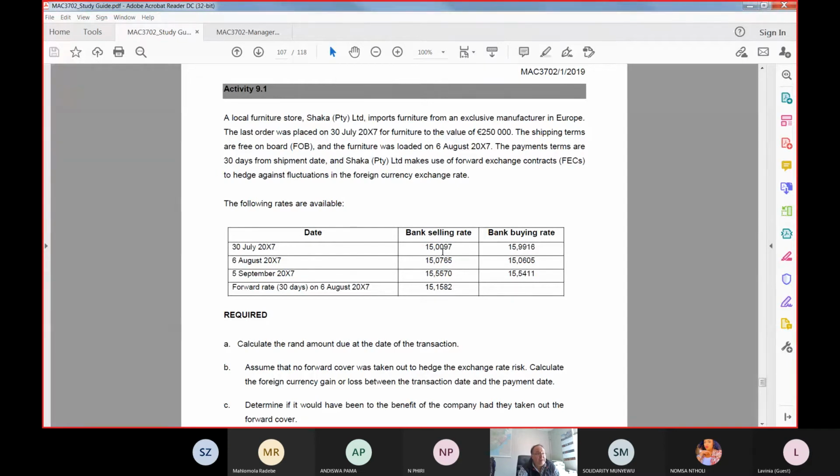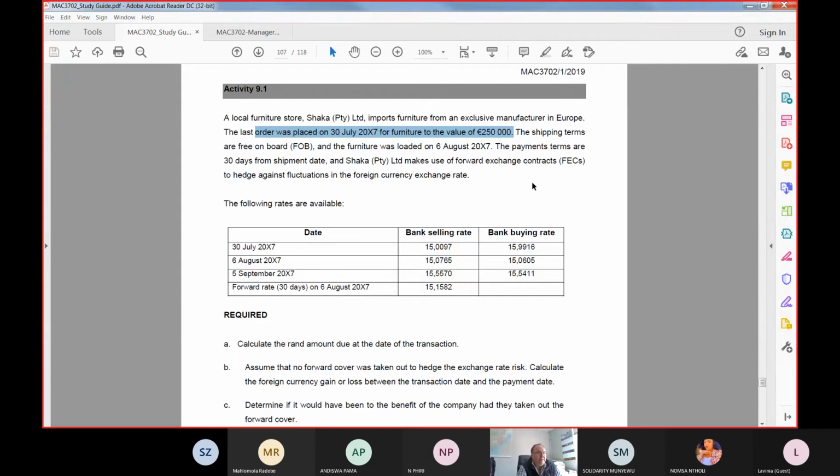The last order was placed on the 30th of June 2017. The furniture, to the value of 250,000 euros, was ordered on the 30th of July. So that is when the order was placed, for the value of 250,000. So this is what you must pay them. This is like a factory, a shop on that side, that wants 250,000 euros for that purchase.